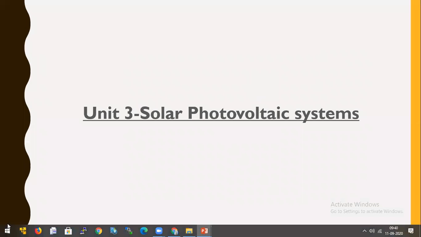Unit 3, photovoltaic systems. In this unit, we will see the photovoltaic effect, what the photovoltaic cells are, what the principle of the photovoltaic cell is, and what the semiconductor junctions, P type and N type, are, which we already taught in previous classes. We will also see how it is used for power generation, what the batteries and inverters are, and what the advantages and disadvantages of photovoltaic solar energy conversion are.